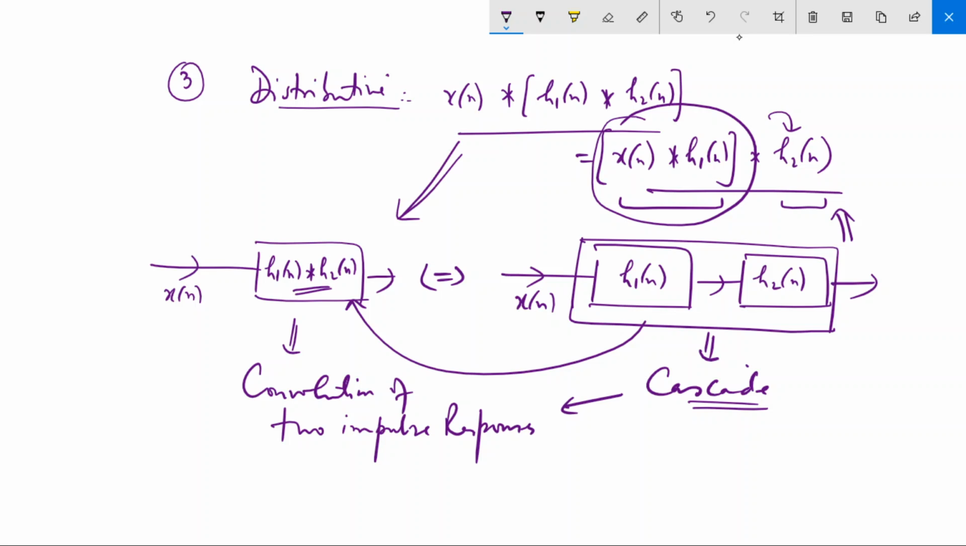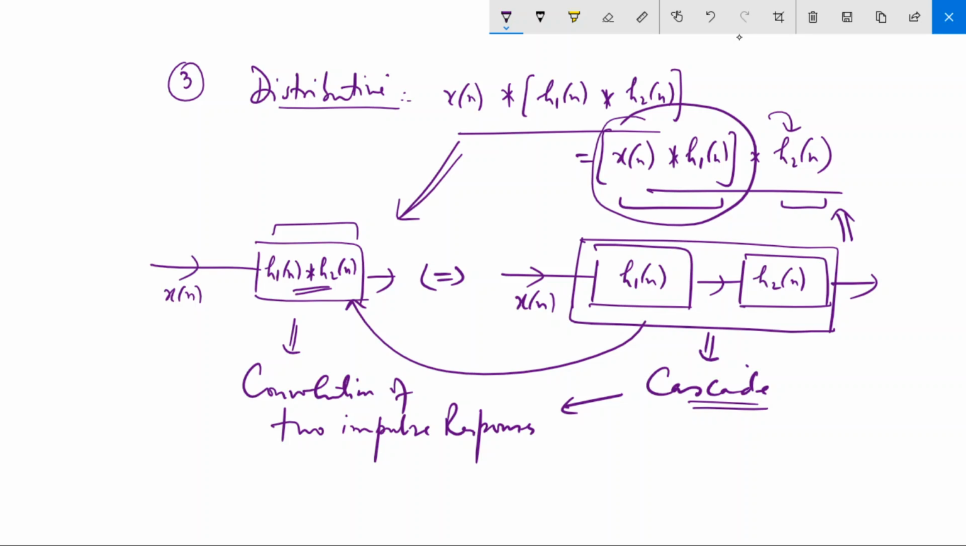Okay, so if two systems are connected in cascade, they can be replaced with a single system where the impulse response of the system is nothing but the convolution of the two impulse responses. It is not multiplication. Okay, mind it. When you see in the Z transform or in the Fourier transform, the convolution becomes multiplication there. Okay, but in time it is convolution.